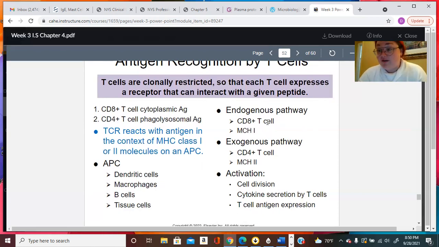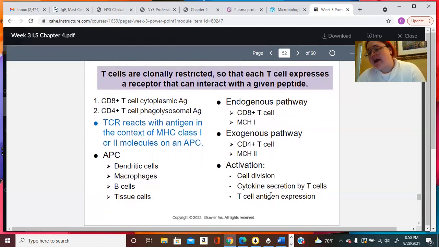For MHC1 to present antigen, the antigen actually has to be processed, okay? And that happens a lot with viruses. So keep this in mind. And we already know about activation here.